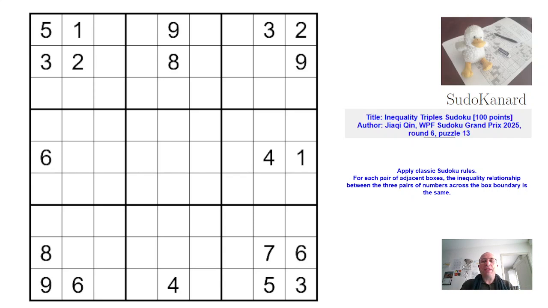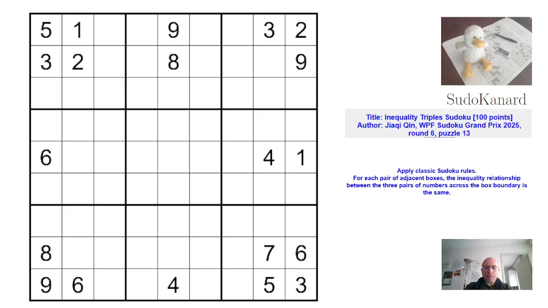We're here to solve this puzzle from the latest Sudoku Grand Prix by Chinese author Jiaqi Qin, or I'm sorry for the pronunciation. This is called Inequality Triples Sudoku, and this is the first time this variant has appeared on Grand Prix. And it's a very nice variant, and it's a very nice puzzle with a neat solving path. I just didn't find it during the contest. Well, things happen, but I found it since, and I'm about to present it to you.